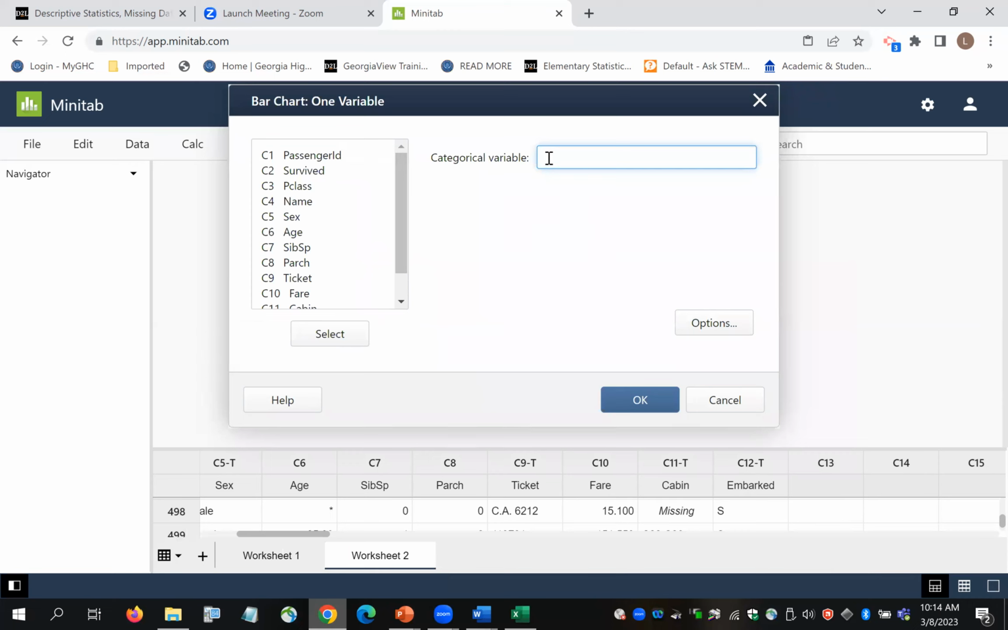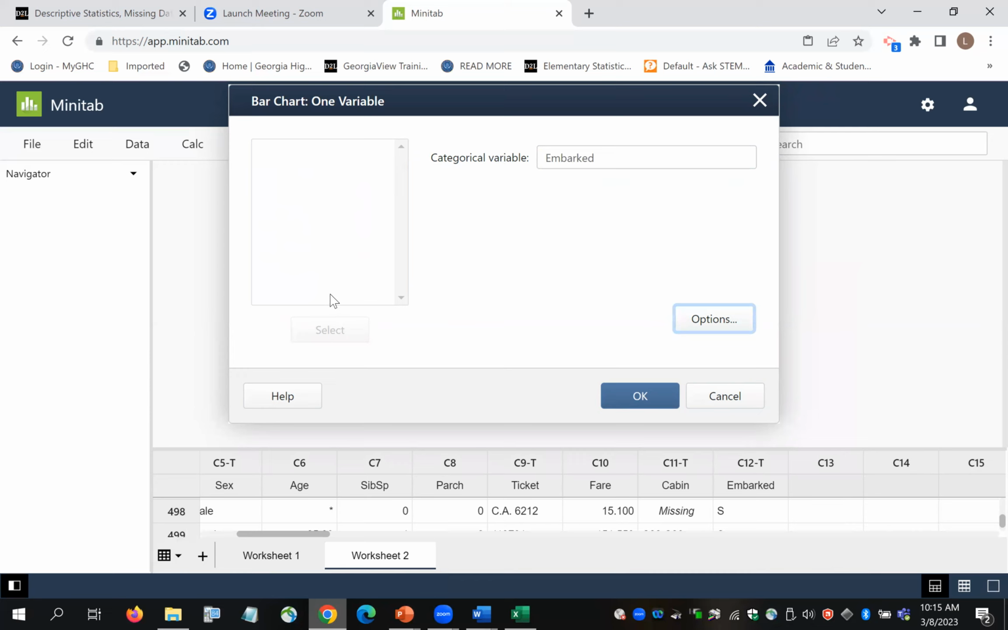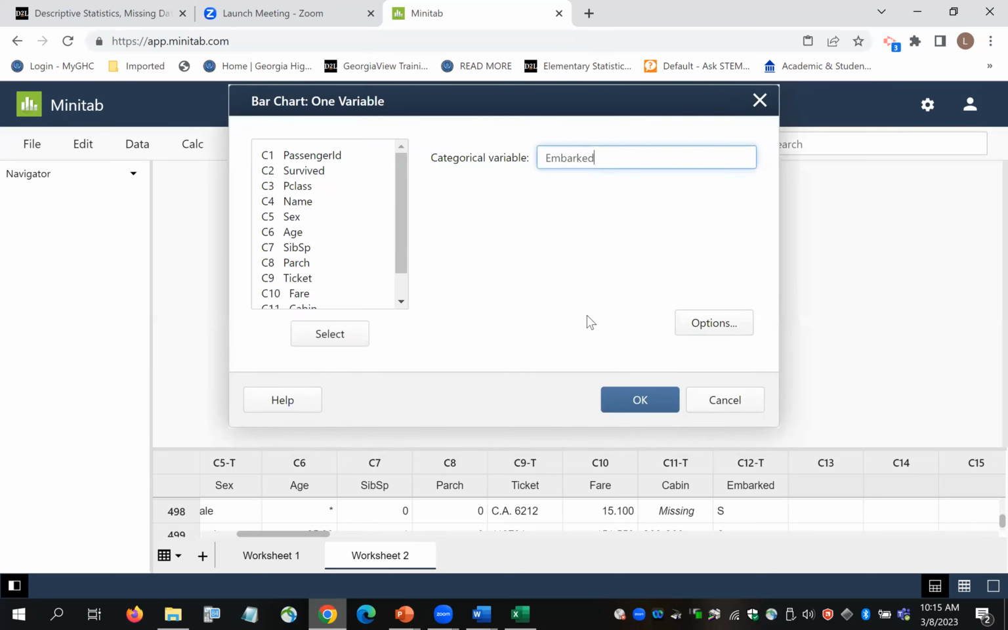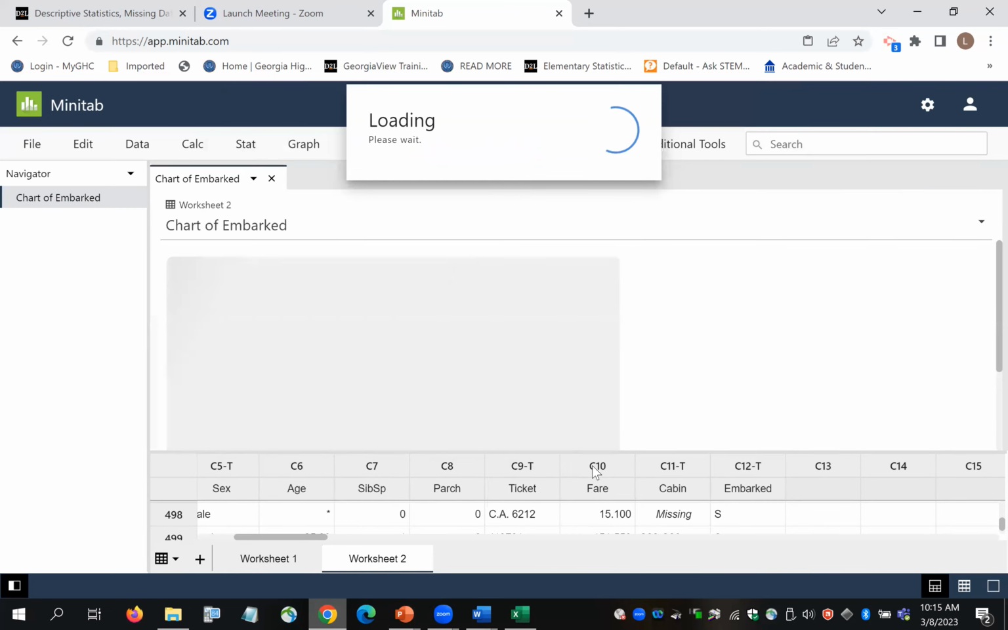And then it pulls up my list and I have to identify the categorical or the qualitative variable. I wanted Embarked, which is in column 12. Then I'm going to use this Options button and I'm going to click the box next to Data Labels, and I'll show you why we do that in just a minute. And then I'm going to click OK and OK again.